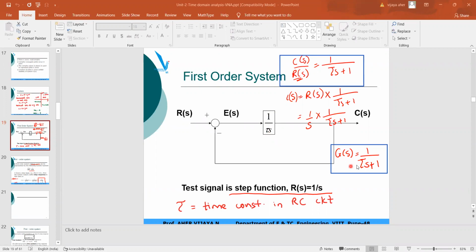For example, G of s is equal to 1 divided by 5s plus 1. For this transfer function of a first order system, you are going to plot the response, that is nothing but c(t) with respect to time. You are going to plot it by using Scilab code. That is our next experiment. Understood?